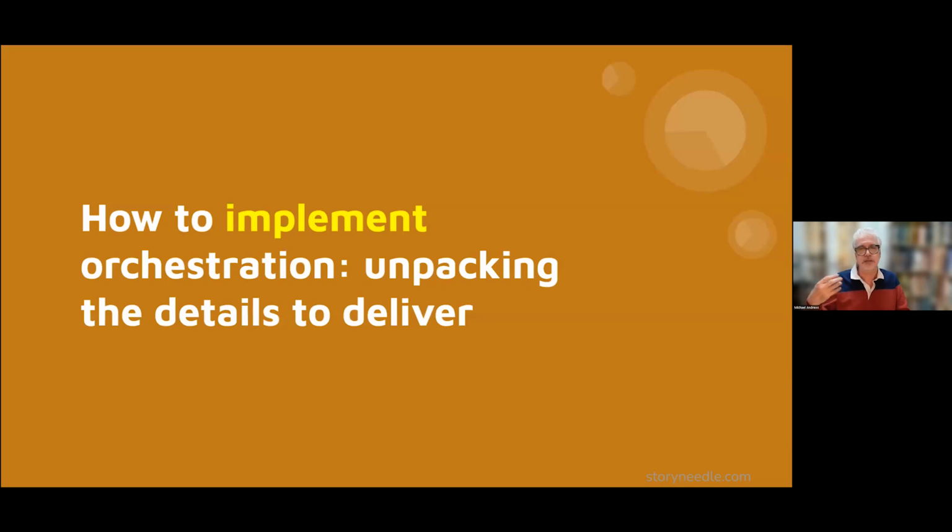So we've talked now about some of the parameters that we consider in content orchestration, a bit about the mechanics of how orchestration is happening, different systems that are involved and things like that. But how do we actually put this into practice?